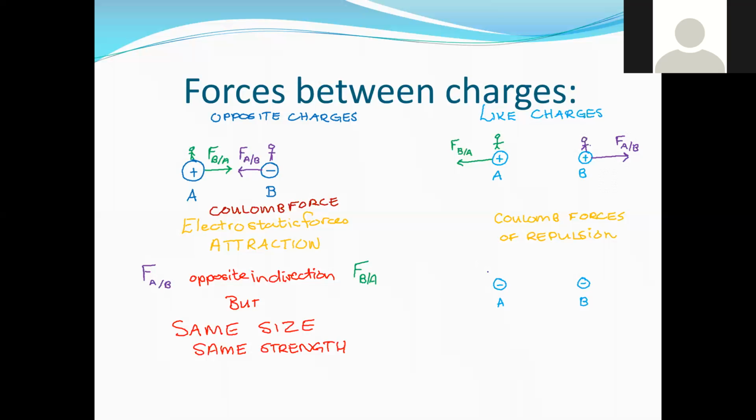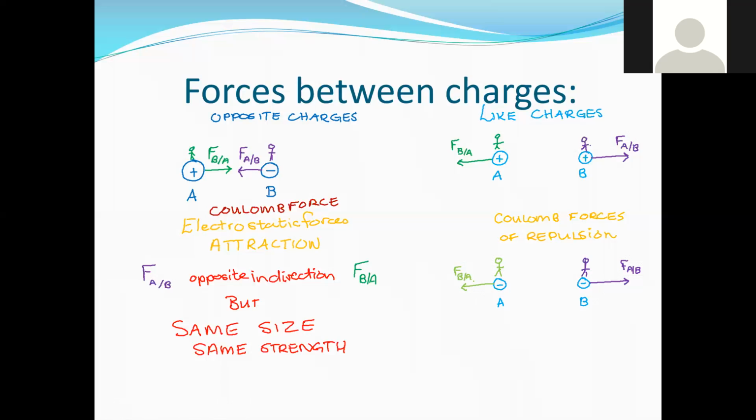What will happen if you go to B that is negatively charged now? What will A do to B? It will push it to the right. So the force of A on B is to the right again, even if the charges change sign from positive to negative. And if I'm standing on A, the force that B will exert on A is to the left again. So this is F of B on A.